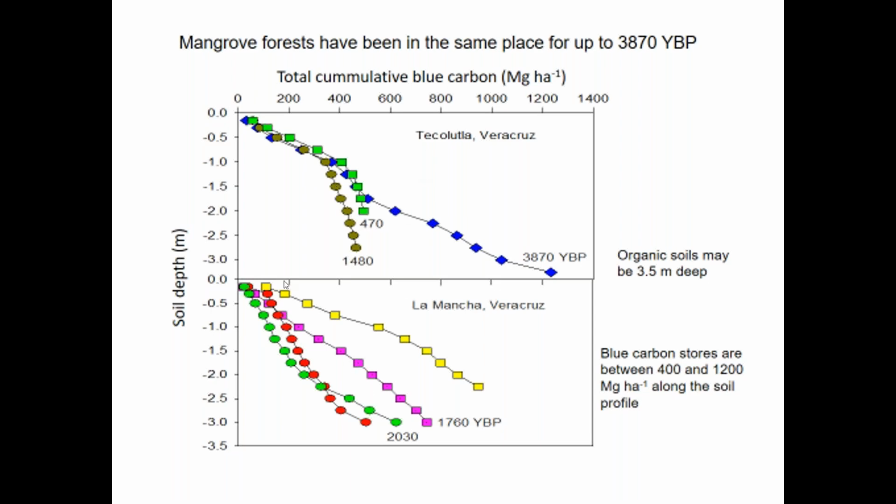There's another mangrove site that is called La Mancha in Veracruz, right in the center of the state. And this one can have 1,700 years or 2,000 years of age, and an accumulation of 900 megagrams per hectare. So the blue carbon sources in La Mancha are from 400 to 1,200 megagrams. That depends on the geomorphological set of the mangrove.